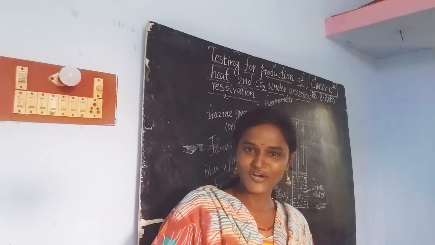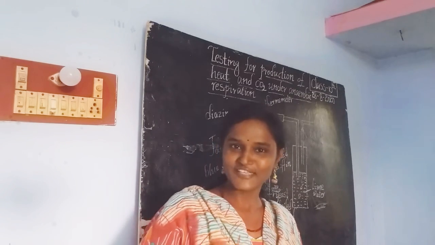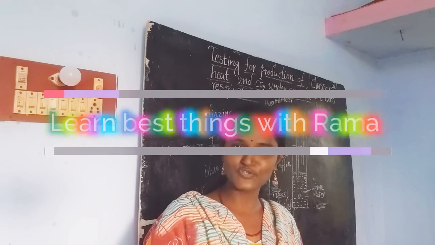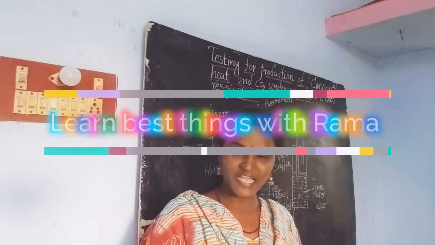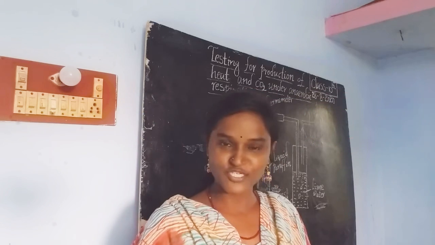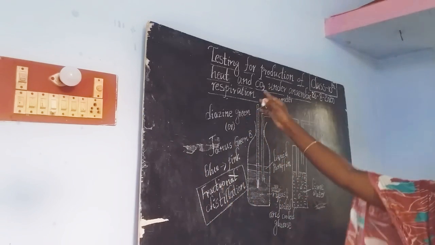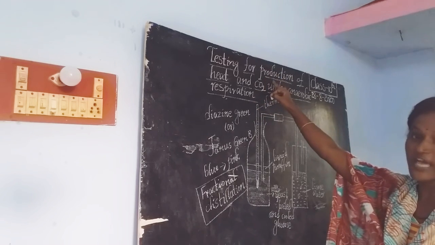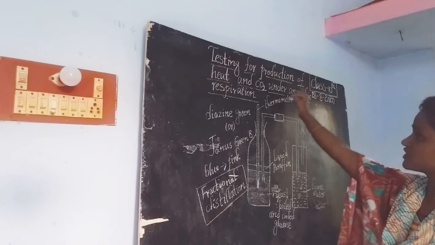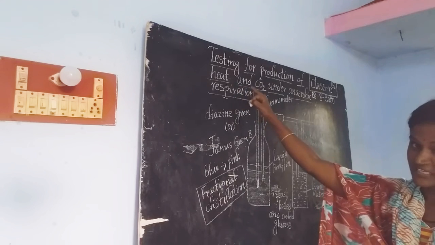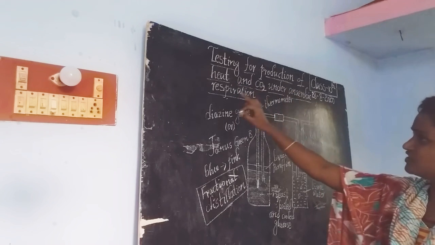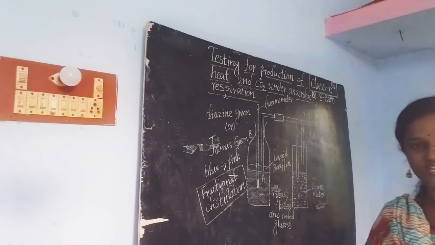Good morning to all. Today we are going to discuss another new topic in your 10th class biology, which is a lab activity. What is that lab activity? See here, children: testing for production of heat and carbon dioxide under anaerobic respiration.